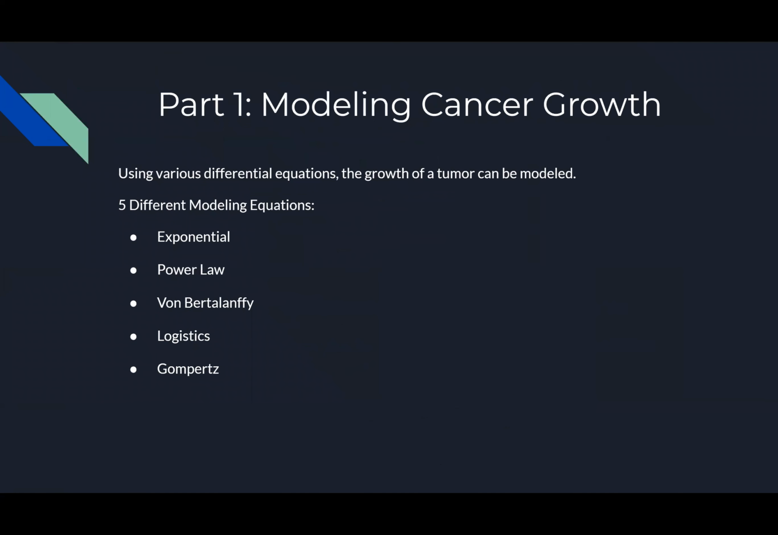As previously mentioned by Brandon, cancer growth, specifically the growth of a tumor, can be modeled through a variety of differential equations. The five main differential equations that we looked at in this particular project were exponential, power law, von Bertalanffy, logistic, and Gompertz models. And in this project, we looked at each one specifically and compared them to one another.